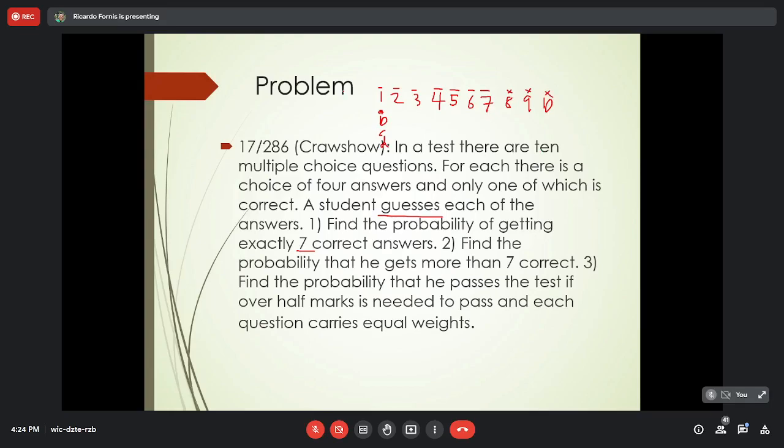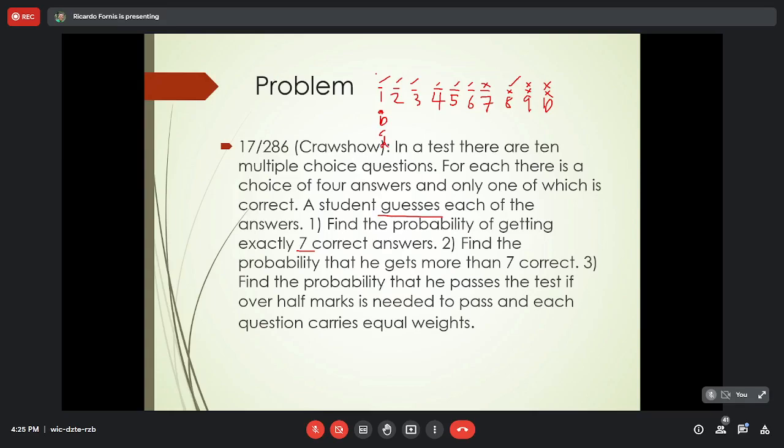It's also possible that number 1 is correct, 2 correct, 3, and so on. Number 7 is wrong. Number 8 is correct. 9 is wrong. 10 is wrong. That's also a possibility, no? So we satisfy the requirement of exactly 7 correct answers.